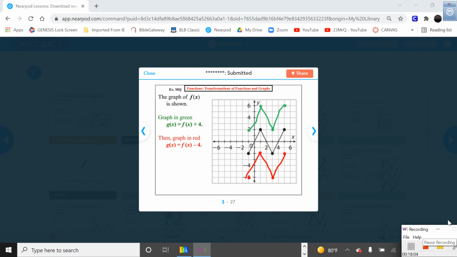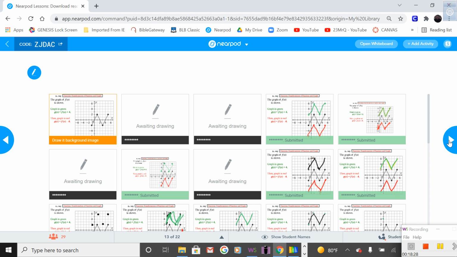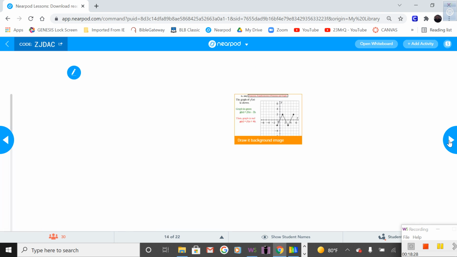I'm going to pause this. All right, those of you joining us online, there's the answer on your screen. And once again, to confirm, this positive 4 is outside of the parentheses of f of x. That's why we go 4 steps up. And this negative 4 is outside of the parentheses of f of x, and we go 4 steps down. Okay. All right. So, looks like most of you, yes, we got it. Go to the next one.